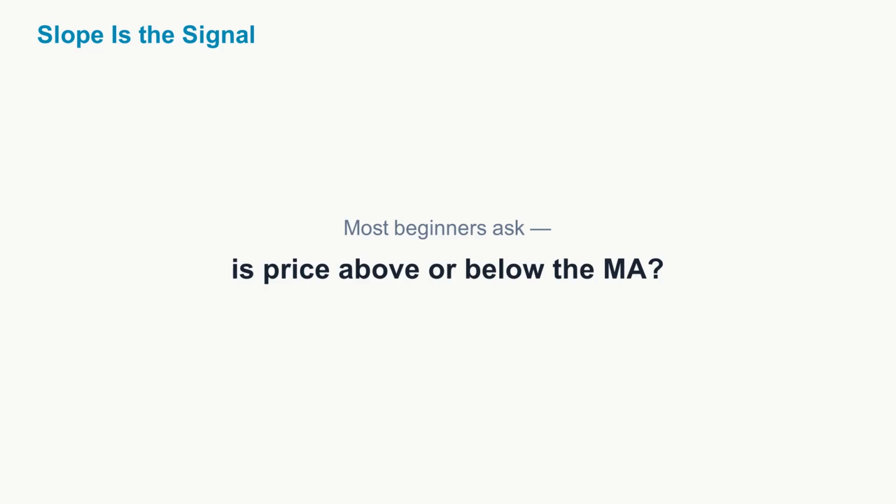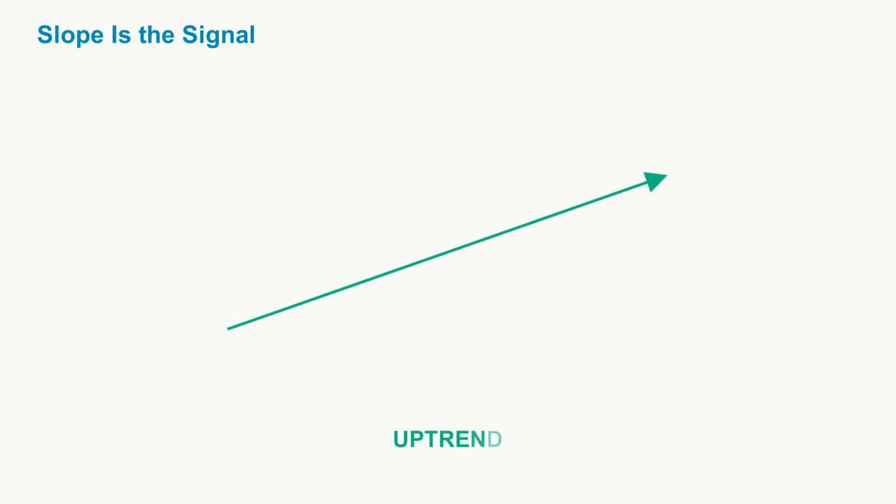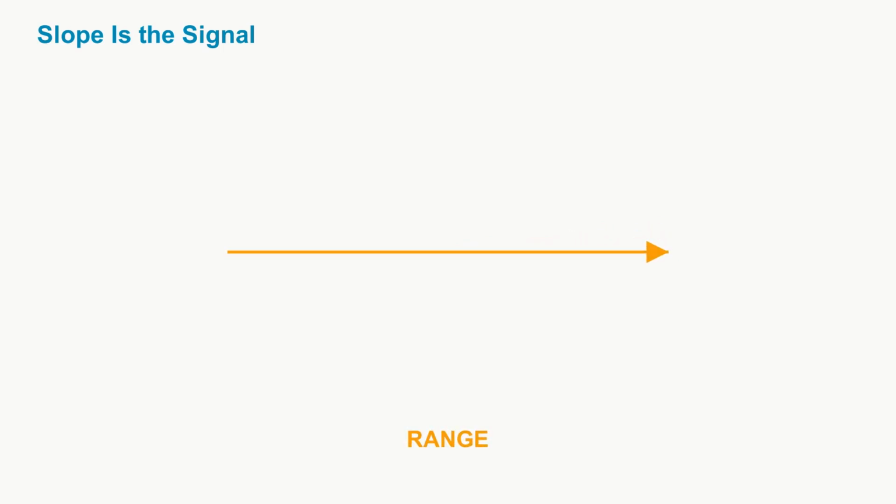Here's where most beginners miss the point. They ask, is price above or below the MA? Important, but not the whole story. The real question: what's the MA doing? If it's sloping up, the trend is up. Pullbacks are buying opportunities. If it's flat, the market is ranging.